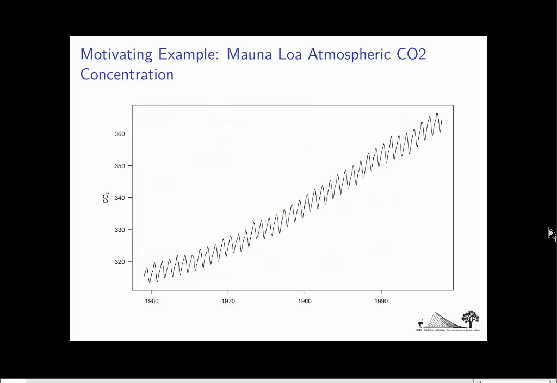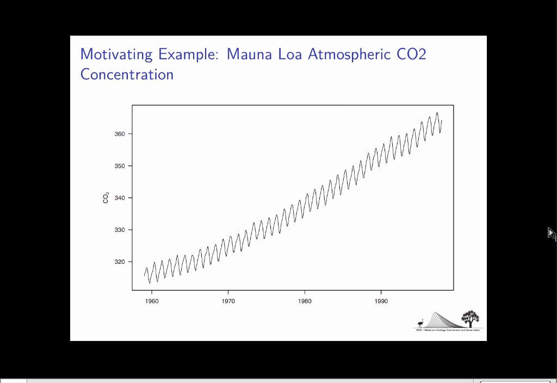Okay, so typical time series data to get, on lower atmospheric CO2 concentration. Everything is over time, over years. What you can see is monthly averages. Seasonal effect, there's a trend, and observations that are close together are similar. Okay, so these are the typical time series features.